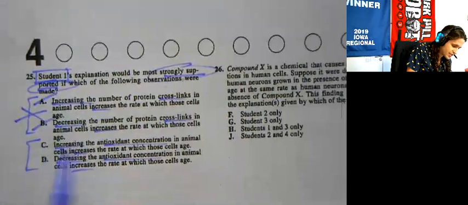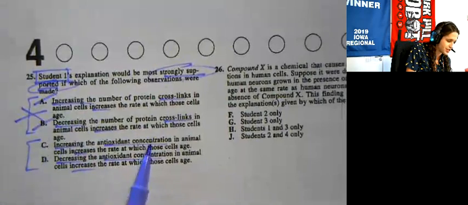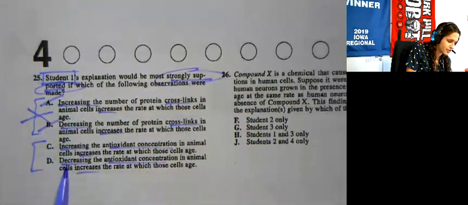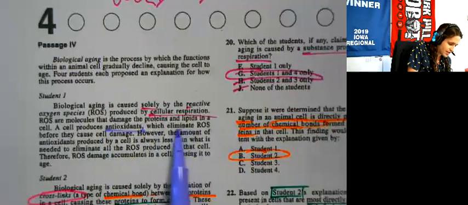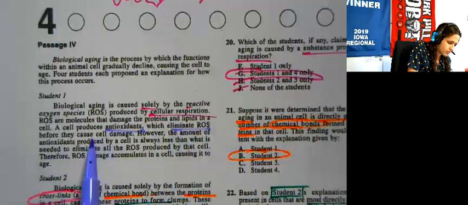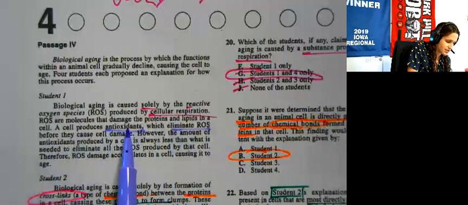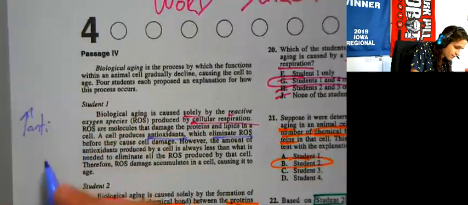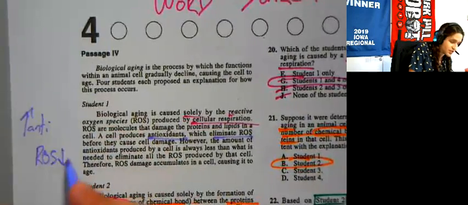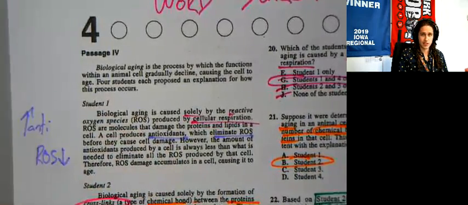So increasing antioxidant concentration, is that going to increase the rate of aging, or is decreasing antioxidant concentration going to increase the rate of aging? Let's take a look. The cell produces antioxidants which eliminate ROS. So as antioxidants go up, ROS goes down. That's the thing that caused the aging.